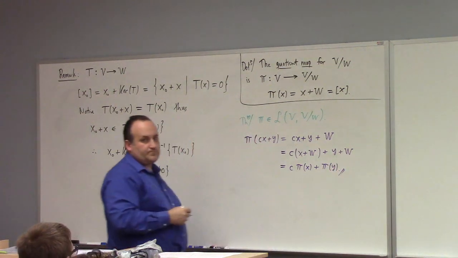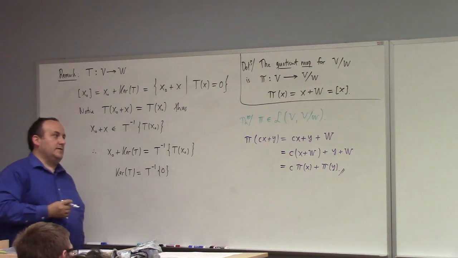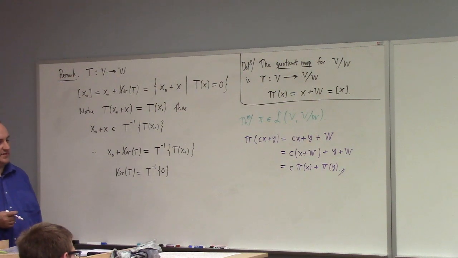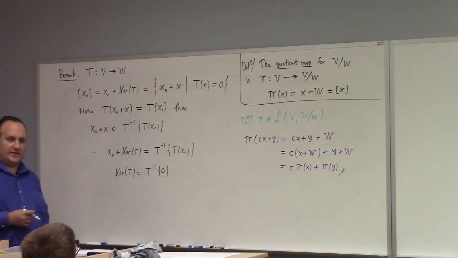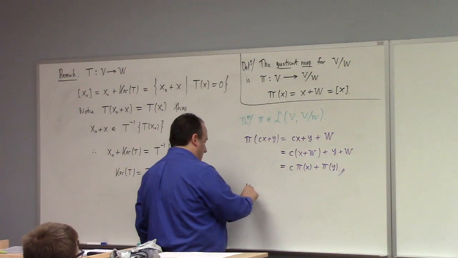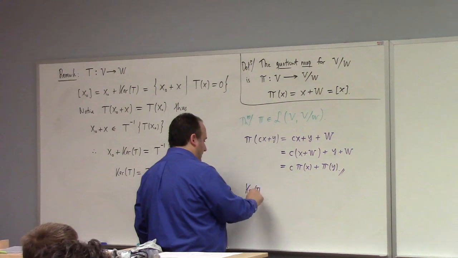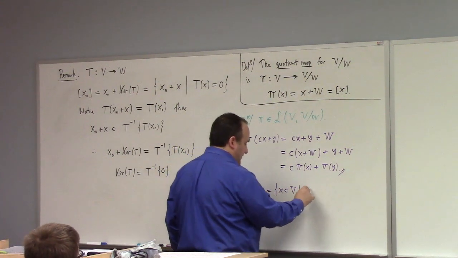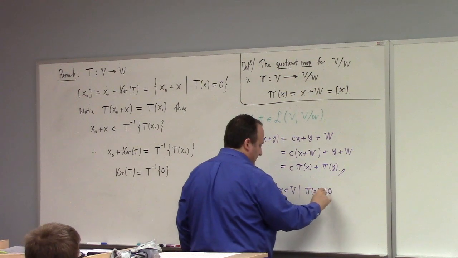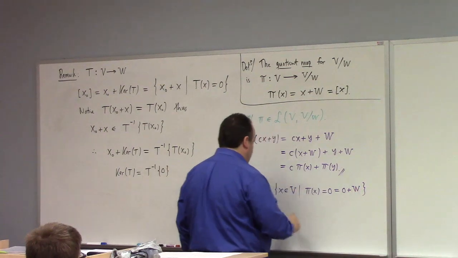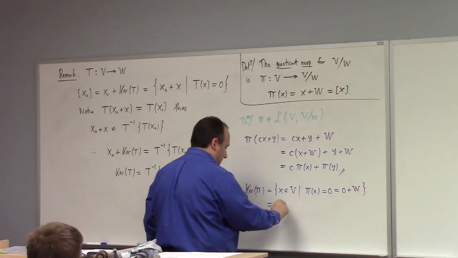So there you go. The quotient map is linear. What's its kernel, by the way? It is W, right? The kernel of pi would be equal to x in V such that pi of x is equal to 0, but that is equal to 0 plus W, right? So that's literally W.